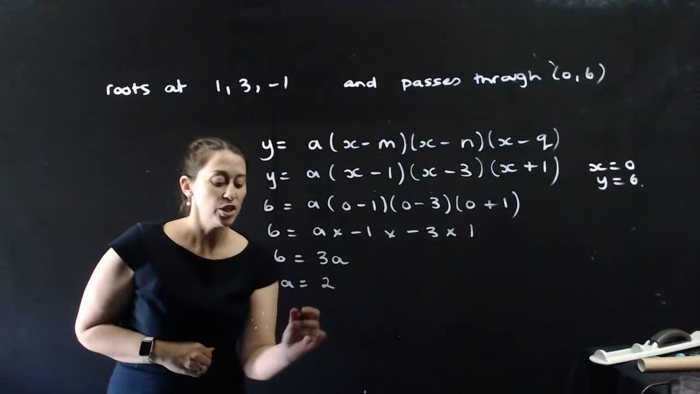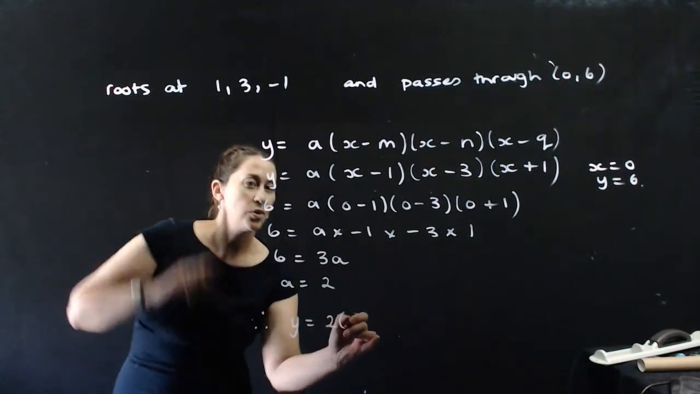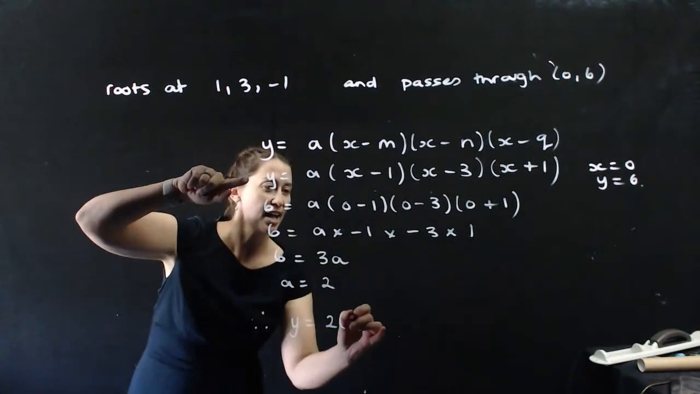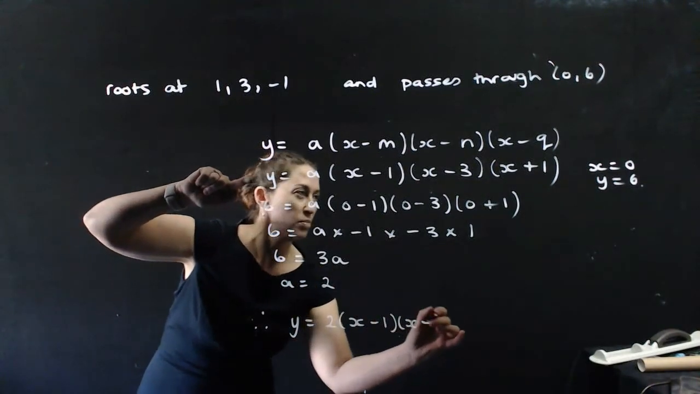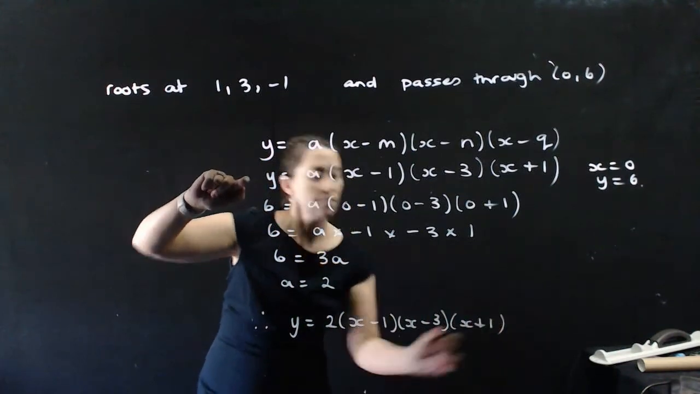So it's a positive cubic with a as 2. So I then sub a back into this, and that is the equation of my cubic. And there you have it.